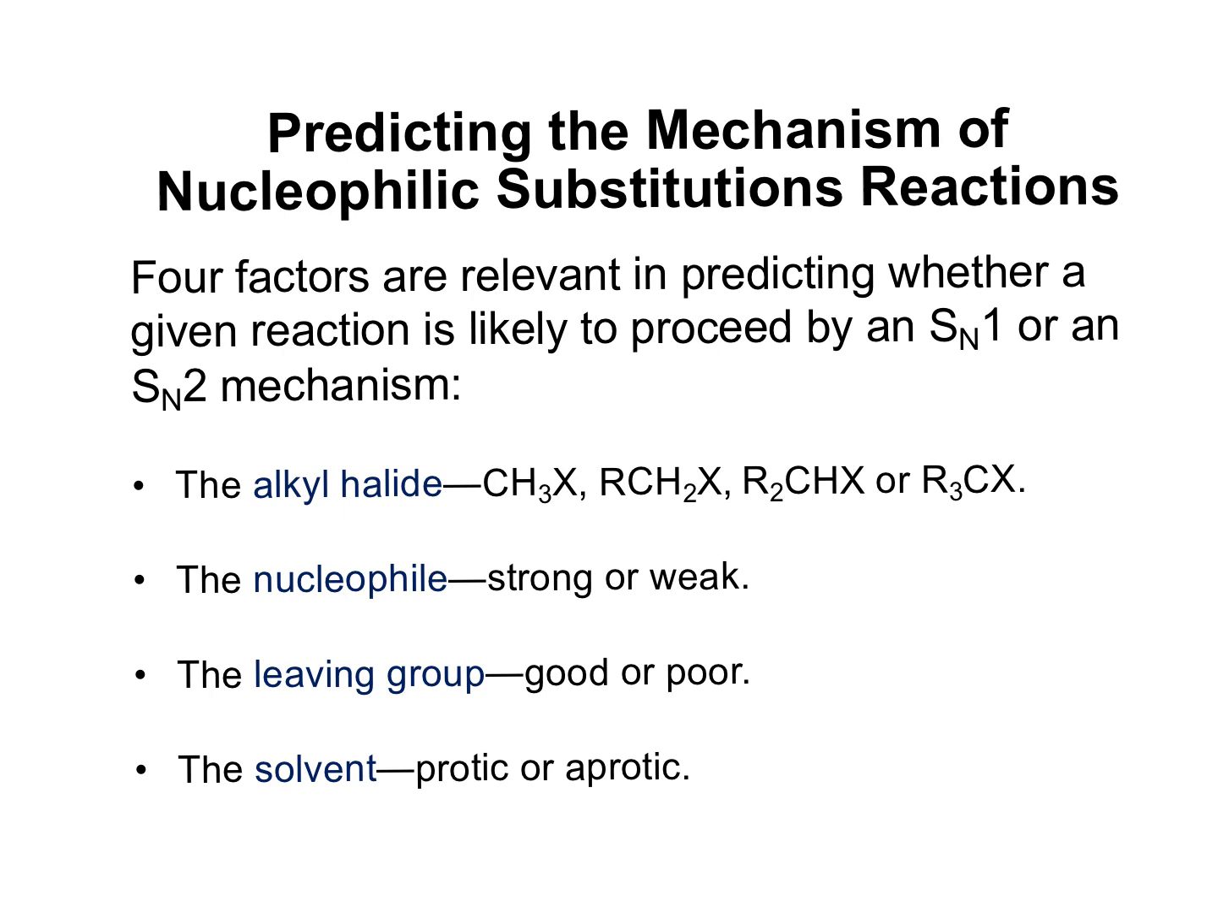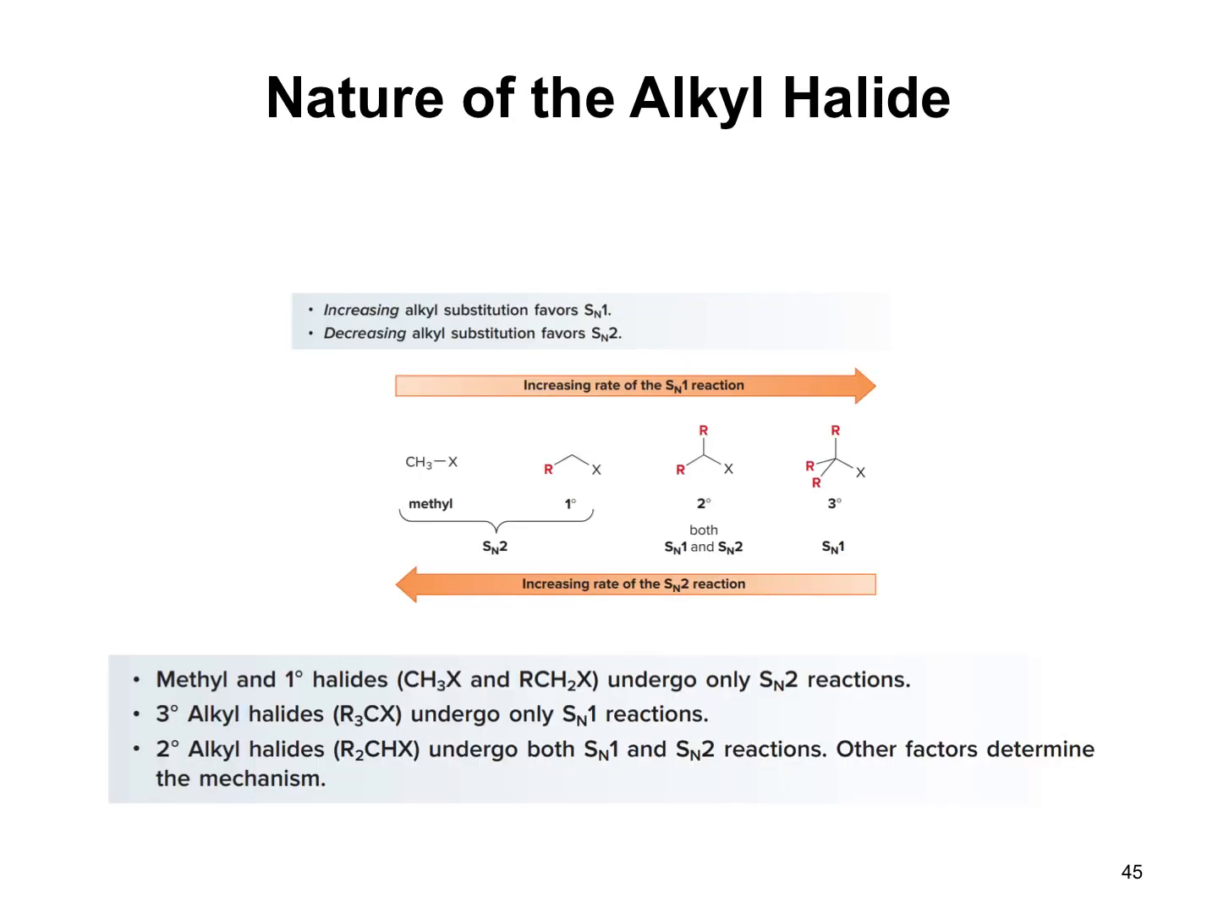We've already covered a lot of those in previous screencasts, but one of them is the alkyl halide. Whether it is a methyl, primary, secondary, or tertiary is gonna be our biggest key in helping figure out if we're gonna go through an SN1 or an SN2 mechanism. The next is the nucleophile. Is it strong or weak? Is the leaving group good or poor? And then about the solvent, is it protic or aprotic? Let's talk about the alkyl halide first. This is the most important factor in predicting whether a mechanism is going to be SN1 or SN2.